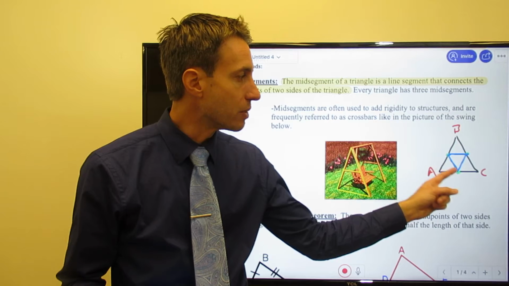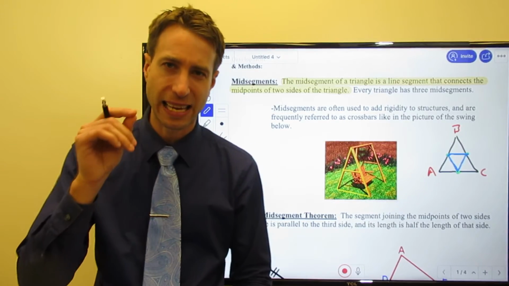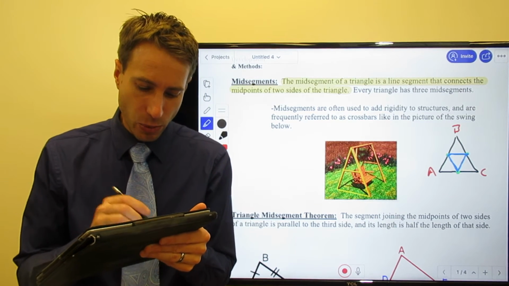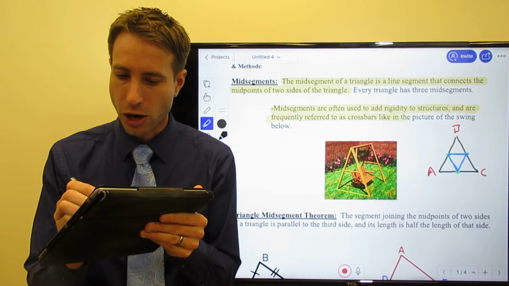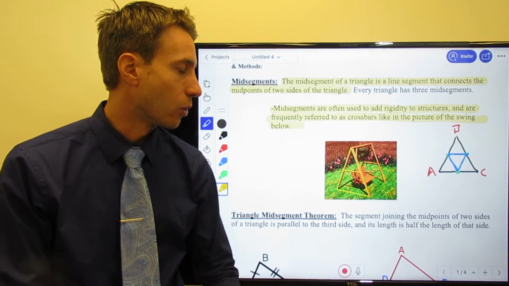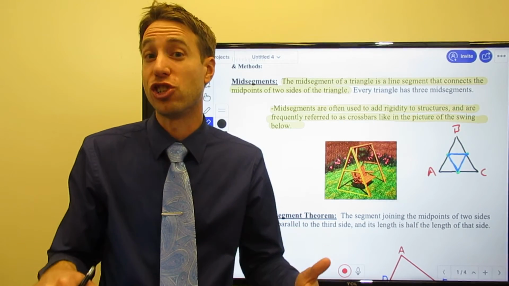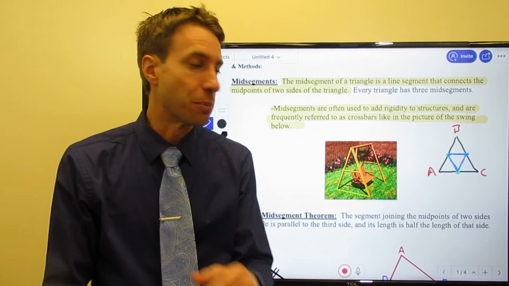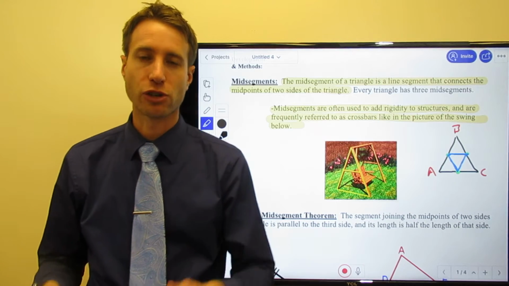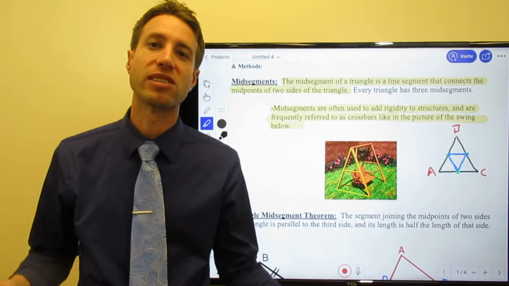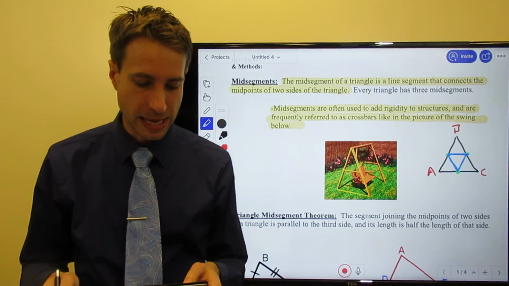But there are still a lot of unique properties when it comes to mid-segments, and we'll talk about those in just a second. Why mid-segments are important has a lot to do with structurally what is going on. Whenever you have a triangle, the best way to add support, or what we would call rigidity, to the structure is to put in a mid-segment cross brace. It'll make that triangular structure much more rigid, a lot more stable. And so constructionally speaking, that's where mid-segments come in.